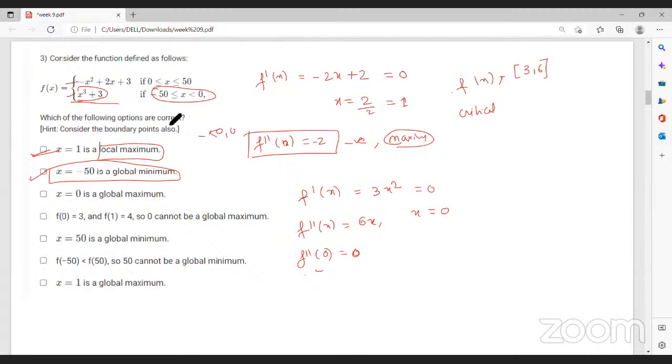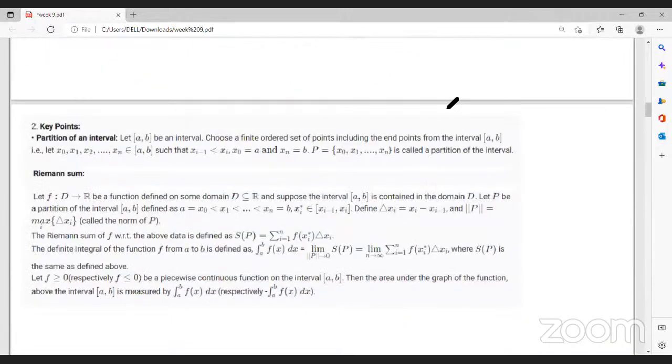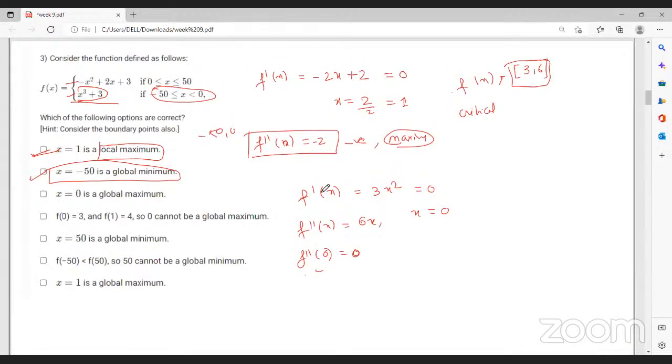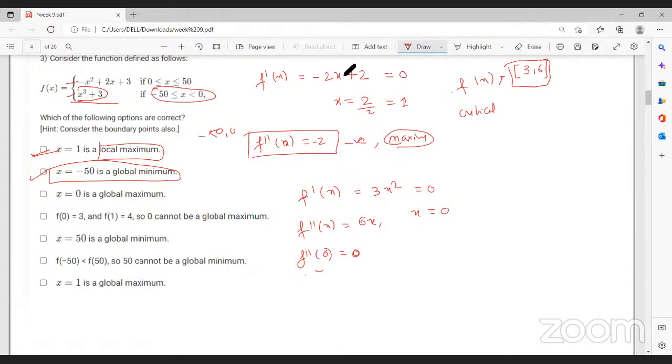So I will put that value in f of x. Then, in order to find the global minimum, I will also put in the end points, 3 and 6, in the function. Then I can see which gives the maximum or minimum point. Sir, I have a question regarding this. To find the global minima, we have to put the value in the f of x function.